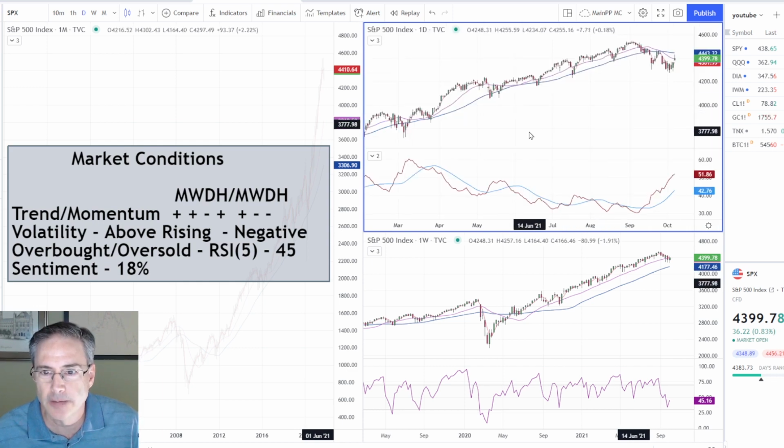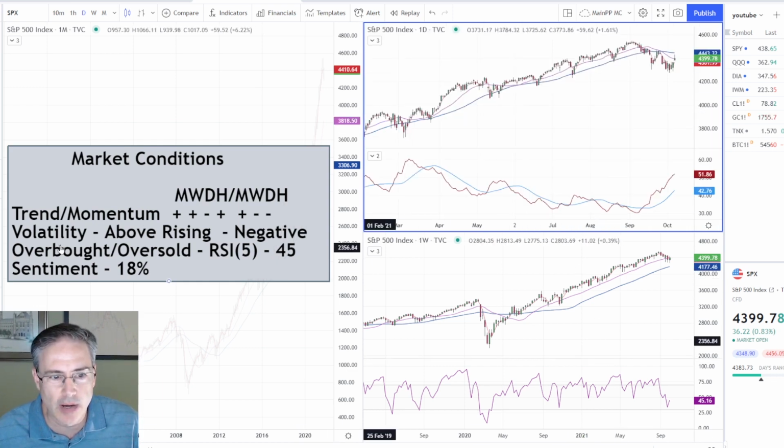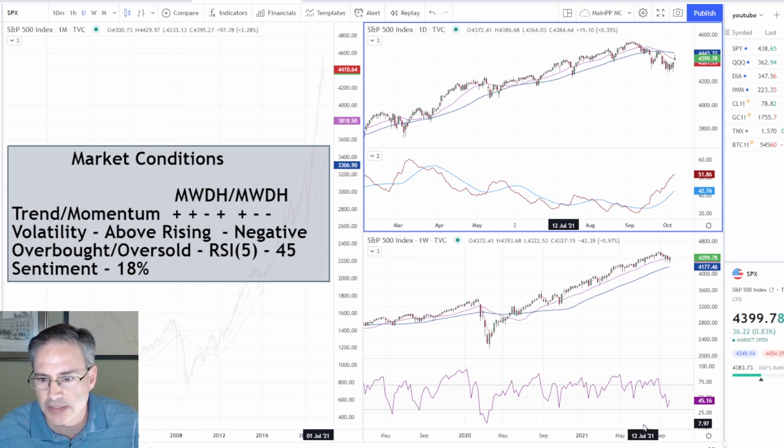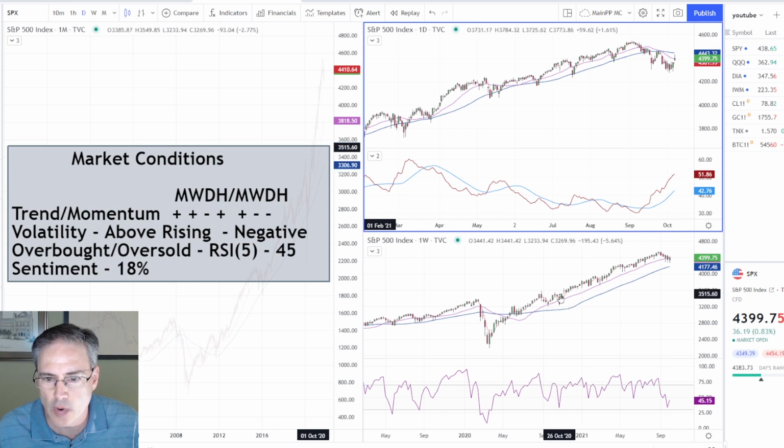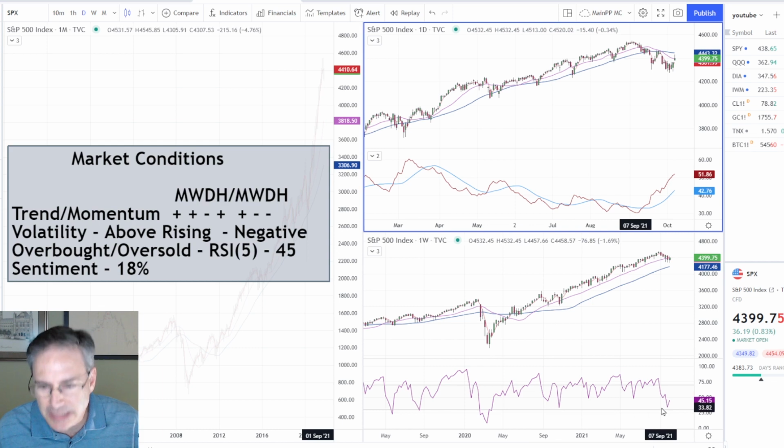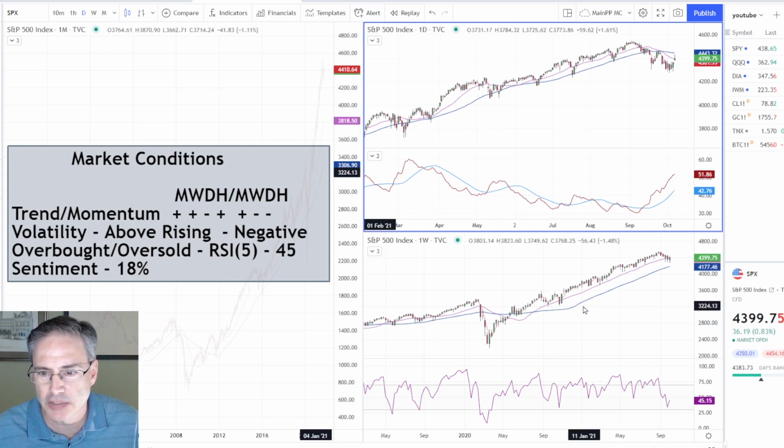Okay, and then also the overbought oversold RSI 5 on the weekly chart is at 45. Now this got pretty oversold. It got down to the low 30s, similar to where we saw it in November of 2020 on this pullback. And so not a deep oversold reading where we hit the 30 level or lower, but at the same time, it's worked off a lot of the overbought condition on the weekly.